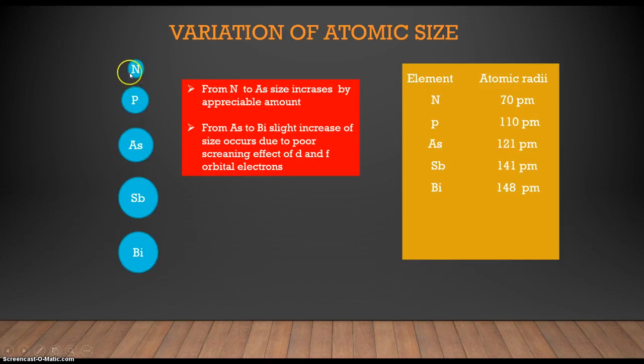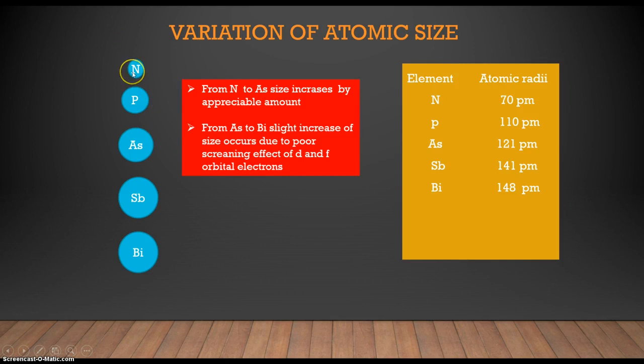Okay, as you can see over here, the size of the elements is increasing from nitrogen to phosphorus to arsenic to antimony and to bismuth. Size is increasing continuously from top to bottom along group 15. Along the group, we are observing nitrogen to bismuth, the size is increasing. Now, what is the reason?